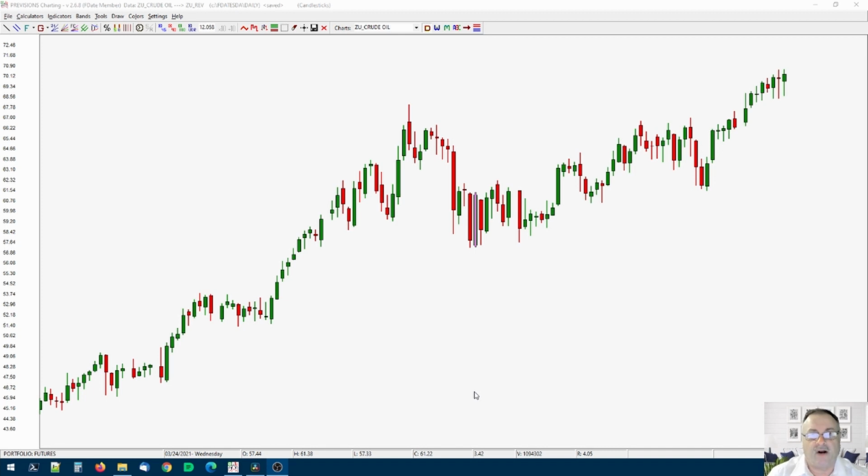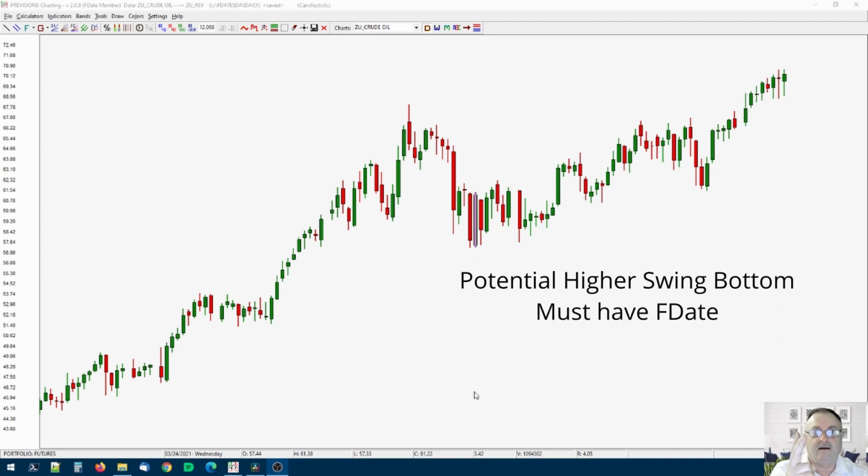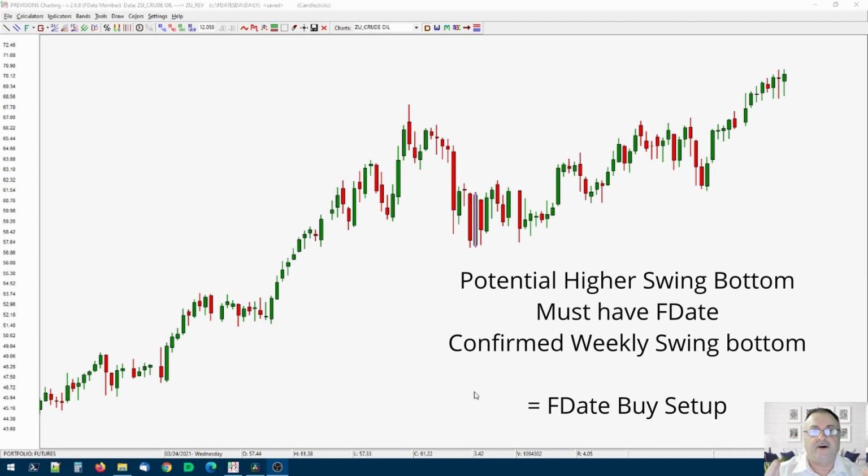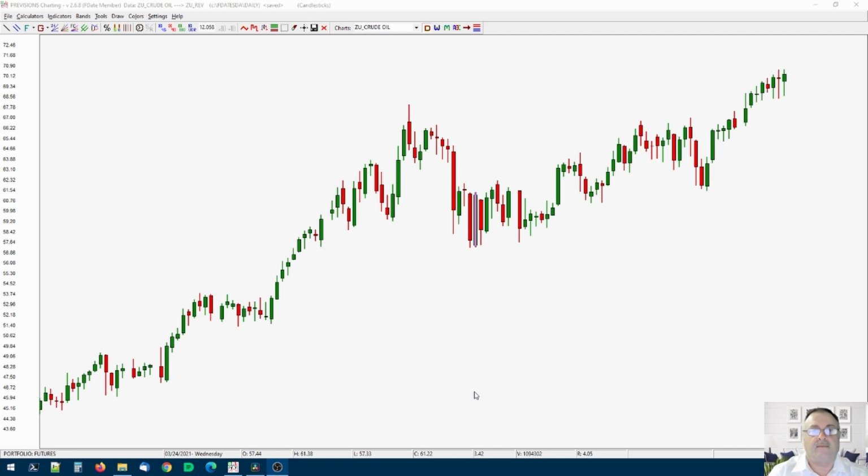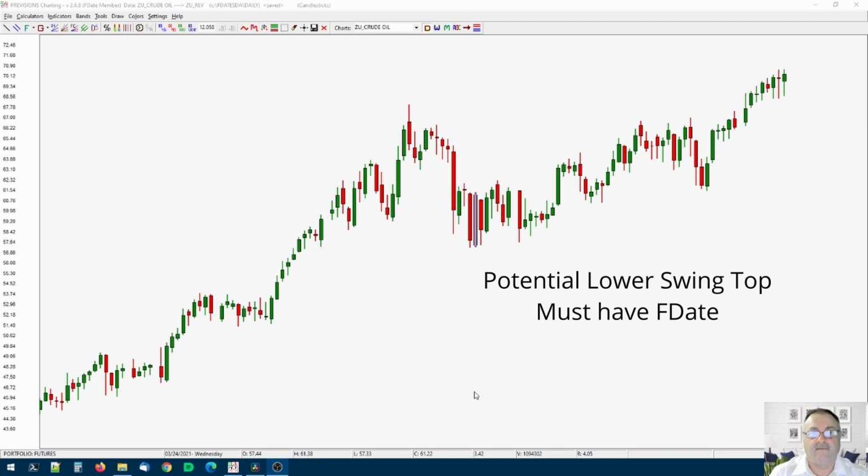So let's summarize. For a buy setup, you need a potential higher swing bottom. It must be in an F date. And there must be a confirmed weekly swing bottom for a standard buy setup. For a standard sell setup, you must have a potential lower swing top. It must be associated with an F date. And on the weekly chart, you have a confirmed weekly swing top.